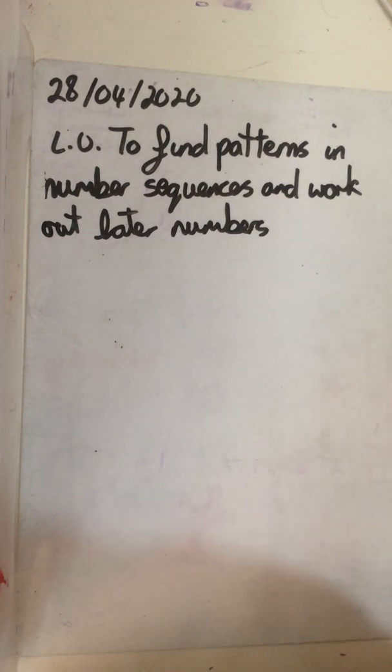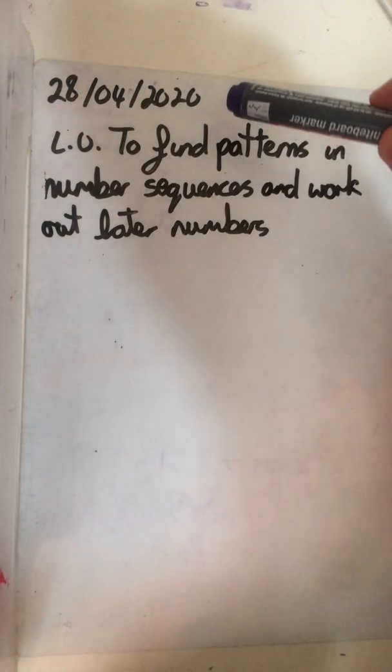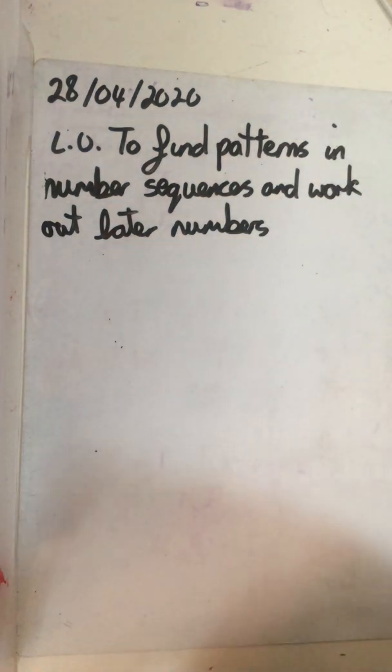Hi there. Carrying on today with the number sequences. So could you write today's date? The date you're possibly doing this is the 28th. If not, don't worry, just put the date whenever you're doing it. And write the learning objective, and then we'll get on with our lesson. Date, learning objective. Pause the video while you're doing that, then press play when you've finished.